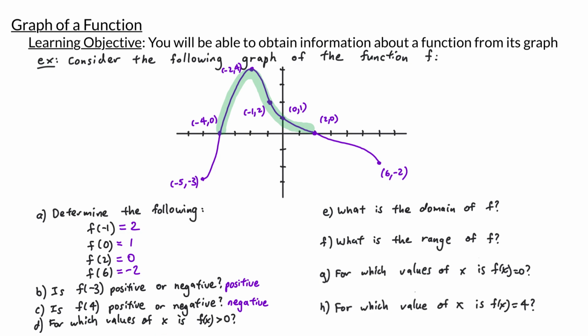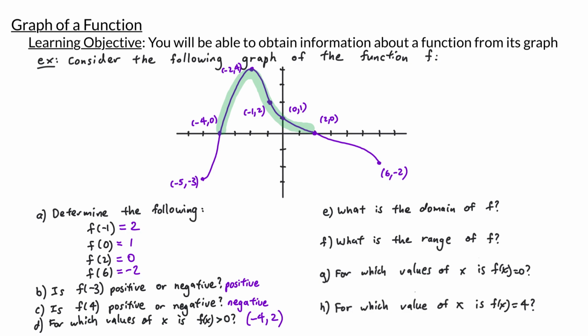So the x value where this green region starts is at -4, and where it ends is at +2. So in interval notation, this is going to be -4 to +2. And what I'm going to do is exclude the endpoints because at x equals -4, the y value is equal to 0, which is not greater than 0.